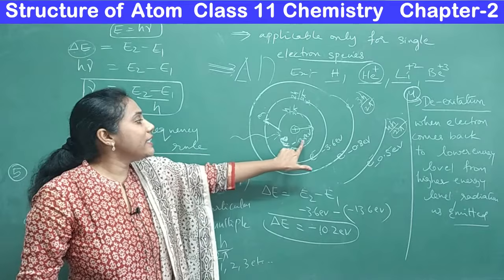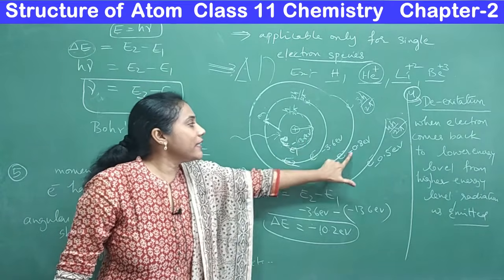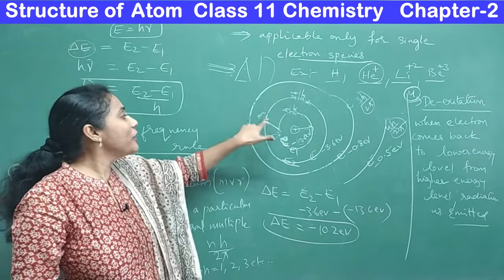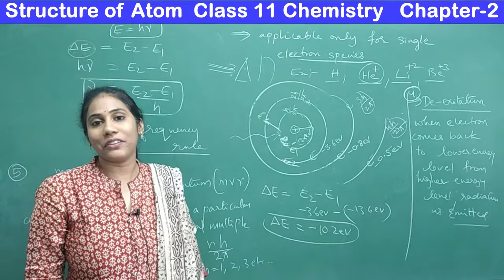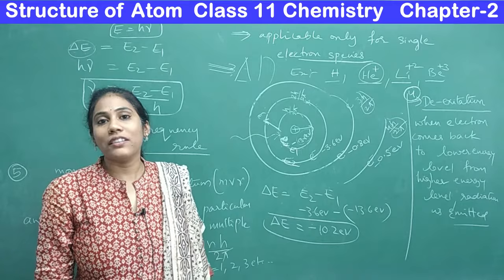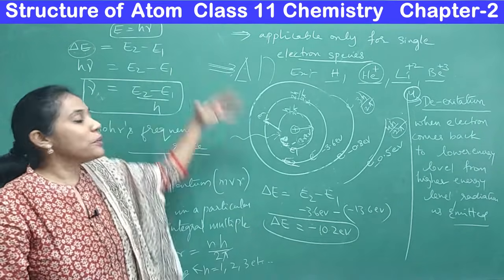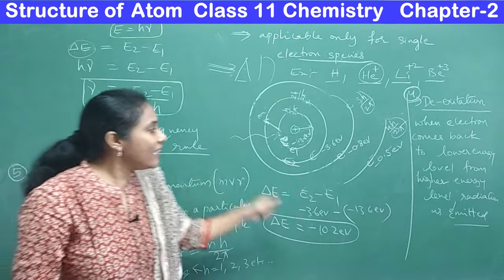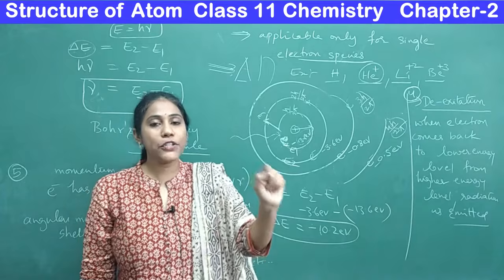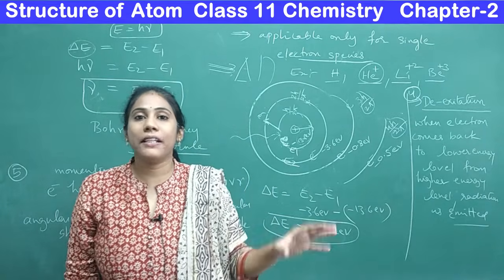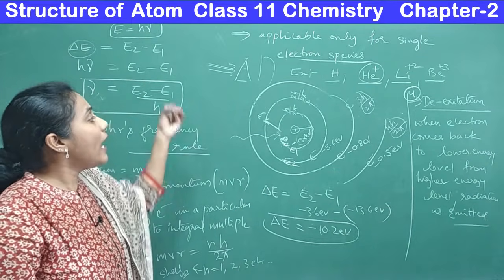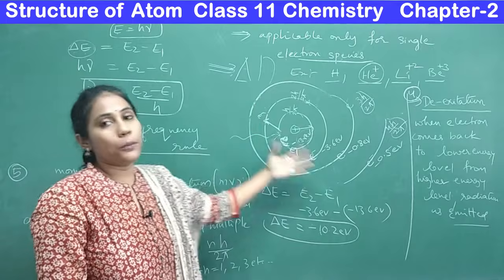See, I wrote the values minus 13.6, minus 3.4, minus 1.5. You know how I calculated? Bohr has given a formula to calculate the energy of an electron, and he also gave a formula to calculate the velocity of an electron. I will also give those formulas for you. Their derivations you will study in class 12 physics. In class 12 physics, you have a chapter called Atoms. In that chapter, you will clearly learn how to derive these formulas that Bohr has given.